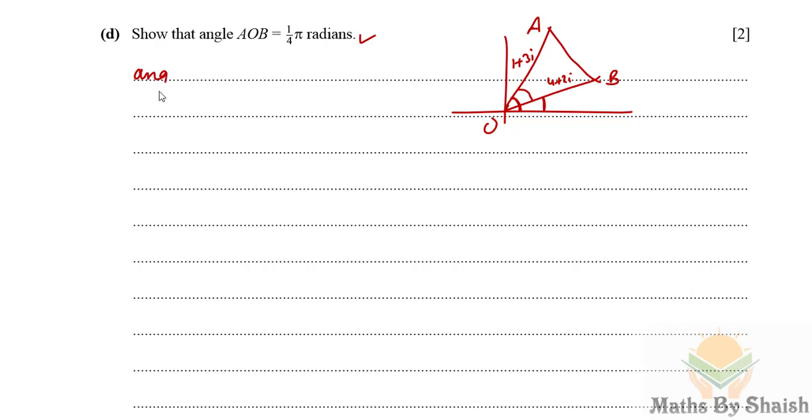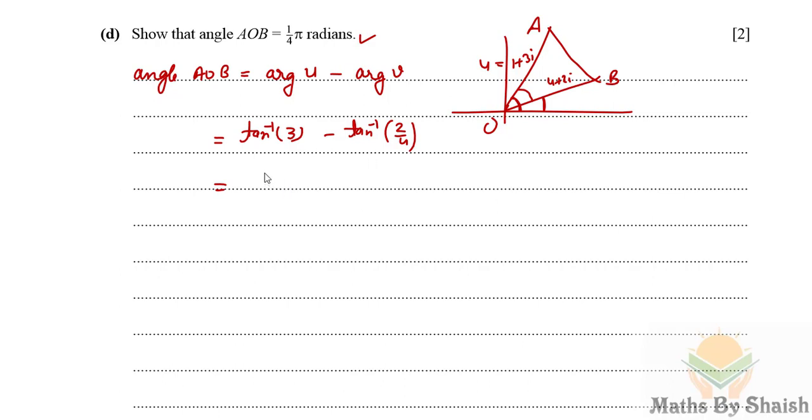So angle AOB is going to be argument of u, that is OA is u only, argument of u minus argument of v, so that we will get this angle. And argument of u is tangent inverse of y by x, that is 3, minus tangent inverse of argument of v, again y by x, 2 by 4. Now we are going to calculate this from the calculator together, not separately, so that we can get this answer. And this value from the calculator is directly 1 by 4 pi, and that's the answer.